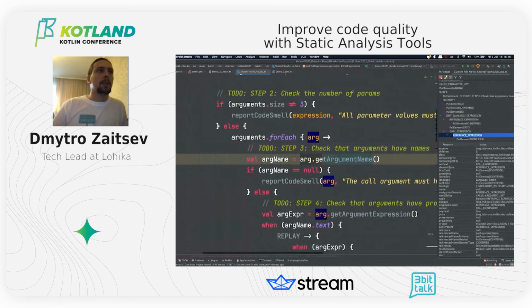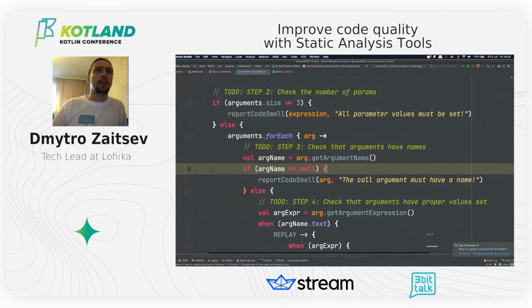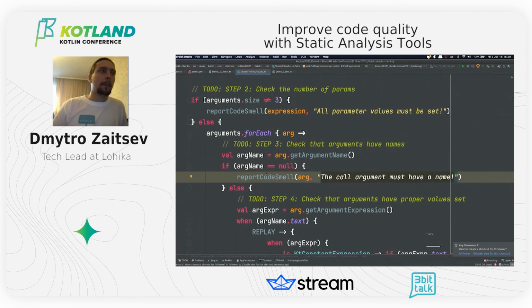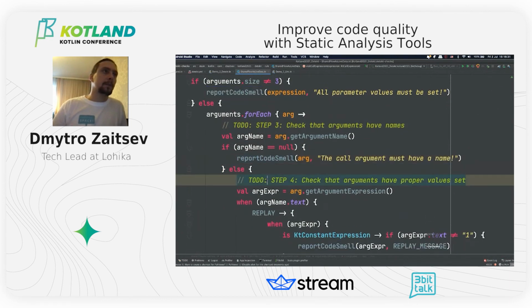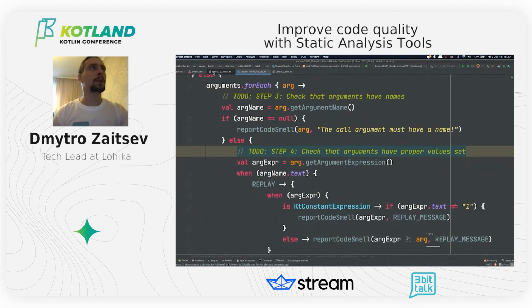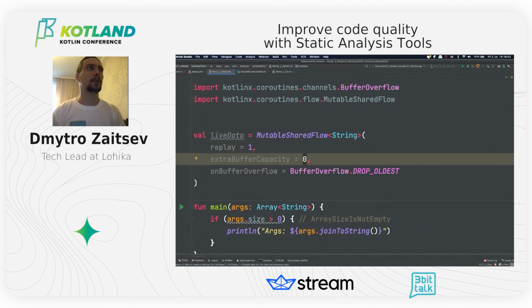So we'll check for argument name, and if it's null, we report a code smell and specify the message. We highlight that argument and say that this call argument must have a name. Okay, if it's not null, we go to step 4. We check that arguments have proper values set. Proper values means that replay must be set to 1 and extra buffer capacity must be 0.